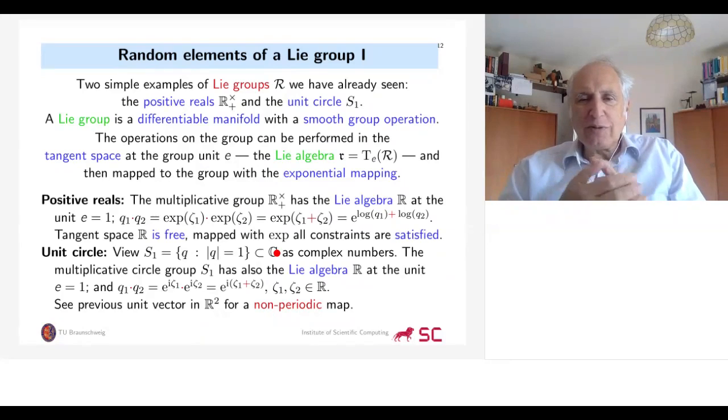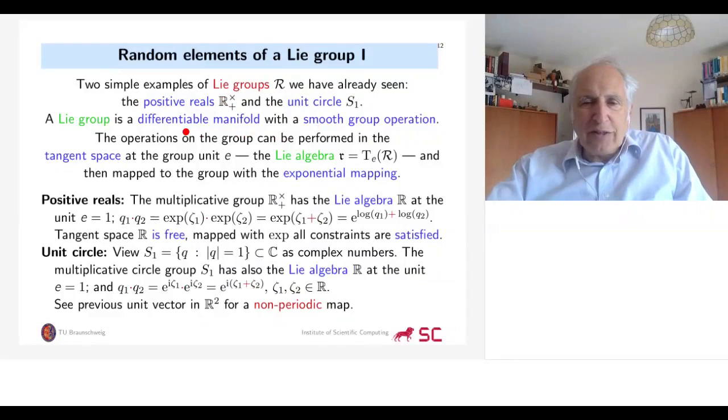Let me give 2 simple examples which we already see now, 2 elements of a Lie group. So first of all, what is a Lie group? We've seen 2 examples of Lie groups. One is the positive reals, and the other one's the unit circle. So a Lie group in general is a differentiable manifold with a smooth group operation. So the group operation has to be a smooth operation, okay?